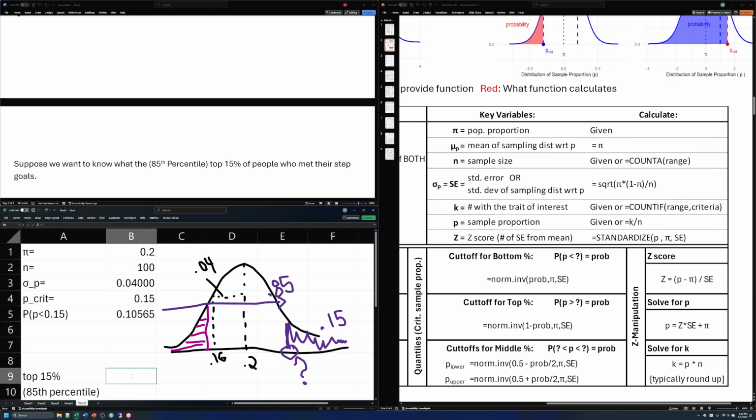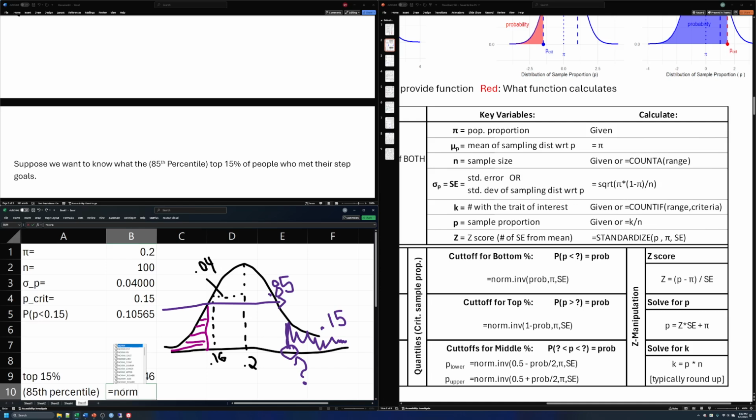And let's grab these values. First of all, I'll start off with the top 15. So the top percentage is just going to be equal to the norm dot inverse of 1 minus the probability of 0.15, comma, pi, and then comma my standard error. And that would give me 24% of people would be the top 15% of people who met their step goals. The 85th percentile is very similar.